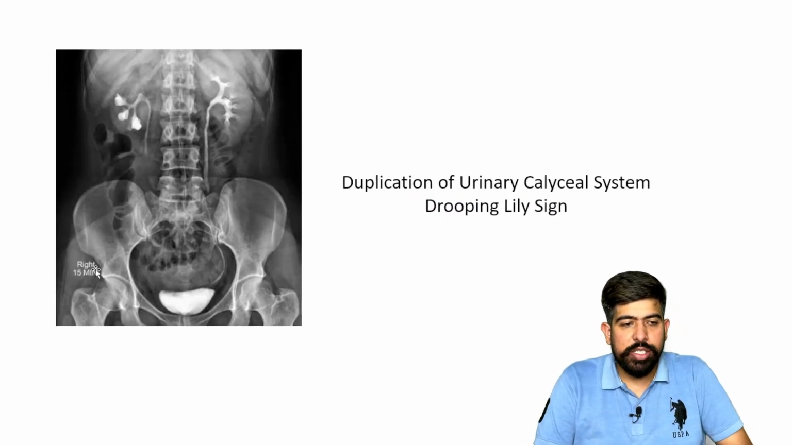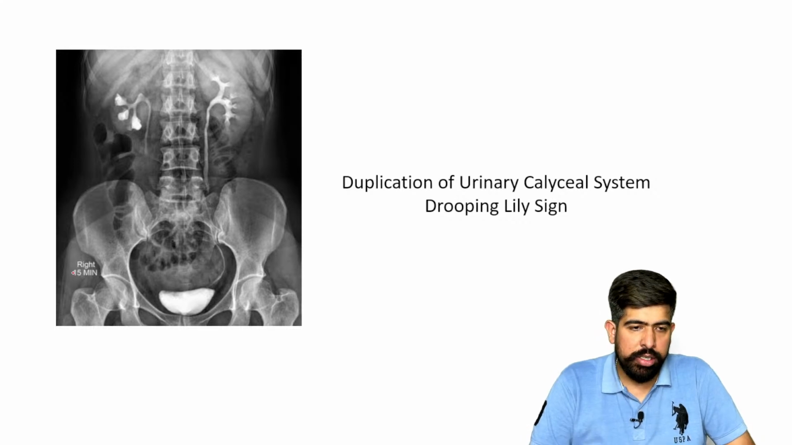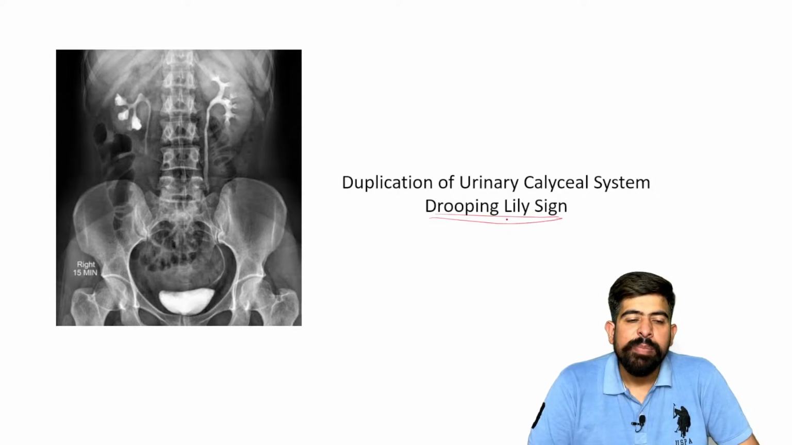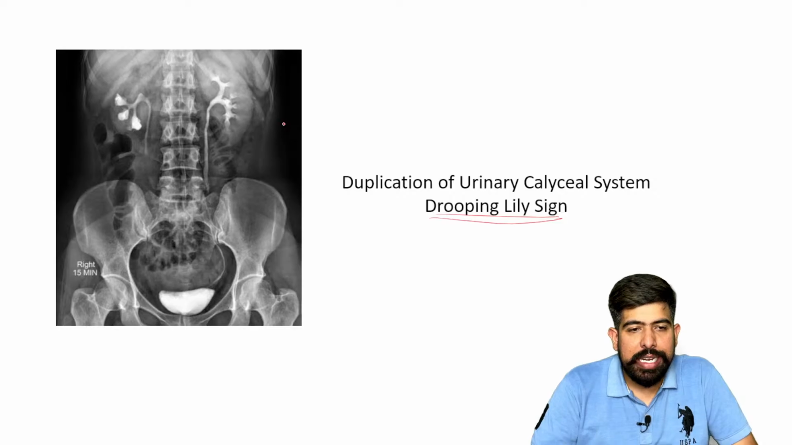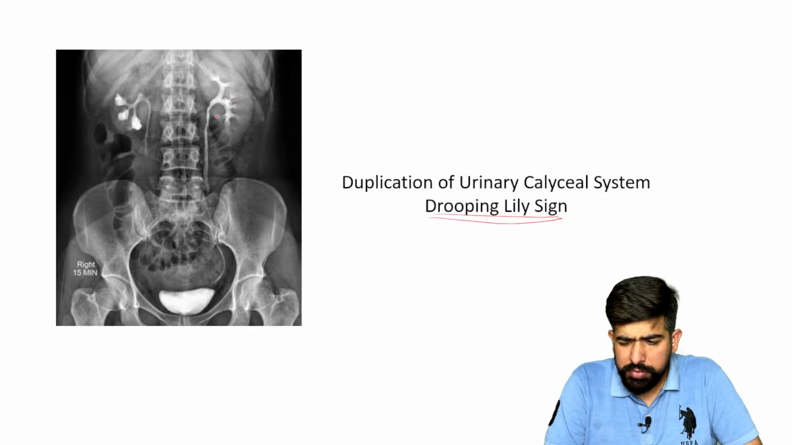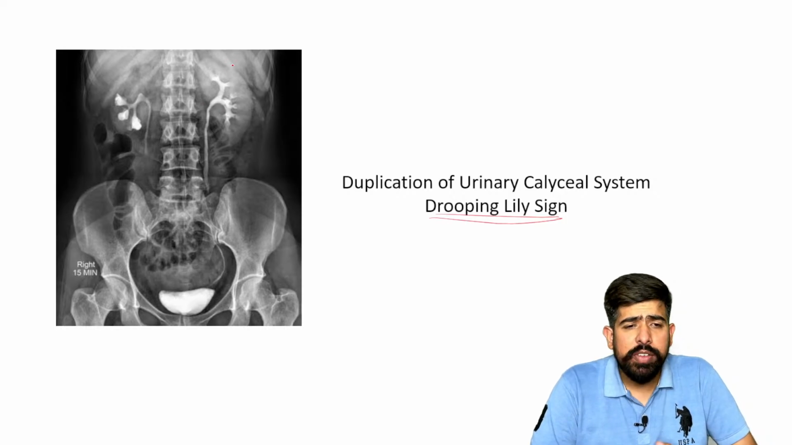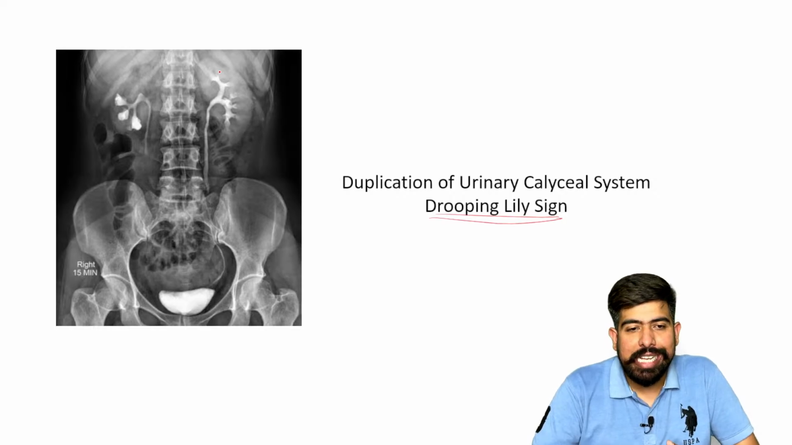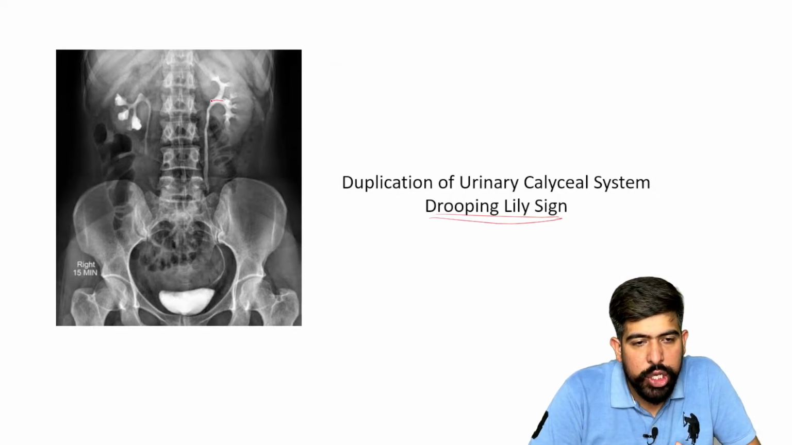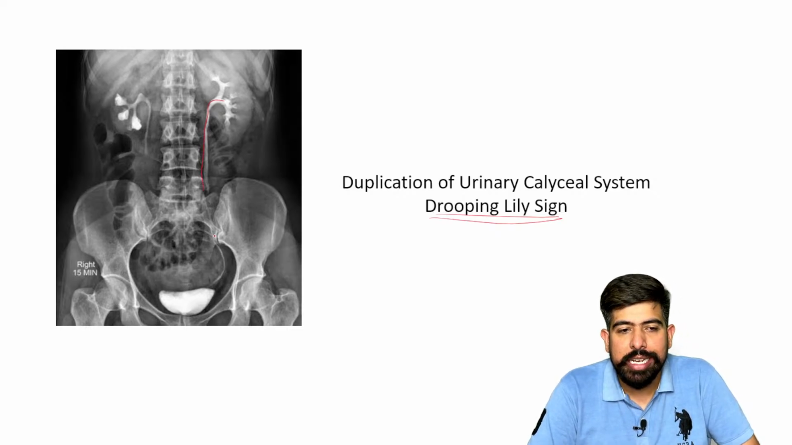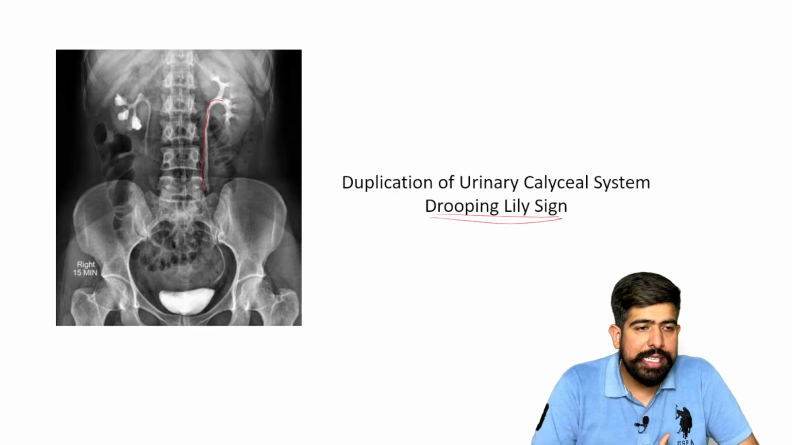Moving forward, the next one is known as the drooping lily sign. Okay, now what we are seeing in the drooping lily sign, you guys can see over here, we are injecting dye into the vein, which can filter through the kidneys, and after the filtration we can see the urinary system. For the examination of the urinary system, we are taking these images, right? So you can see over here.